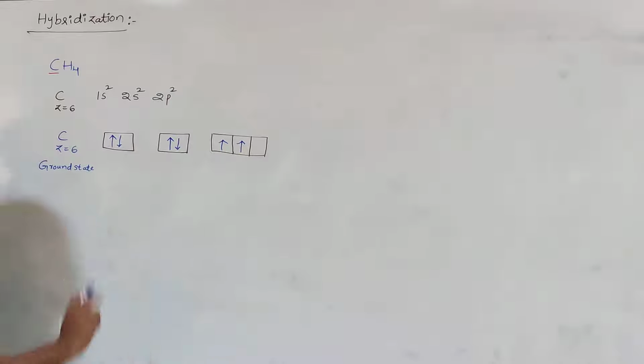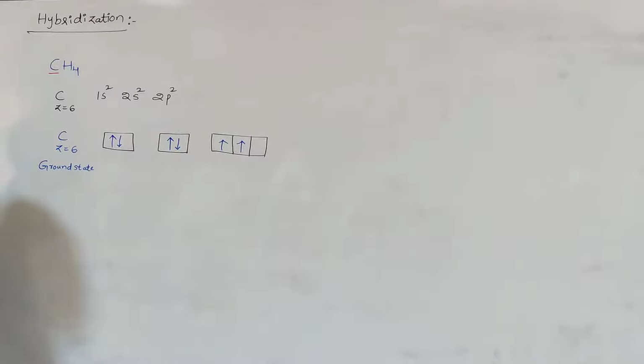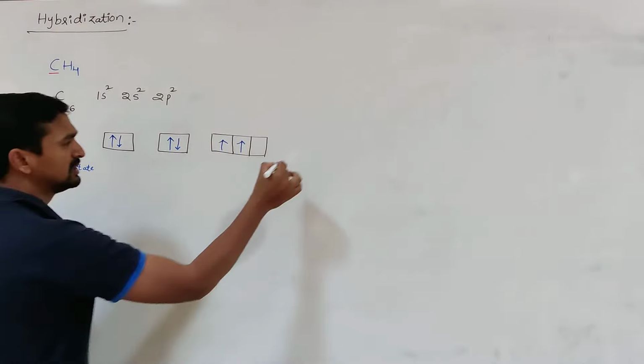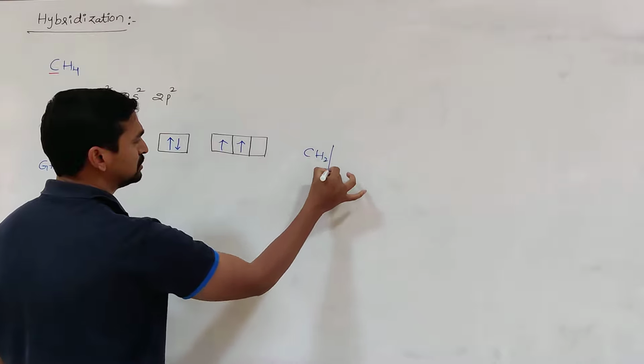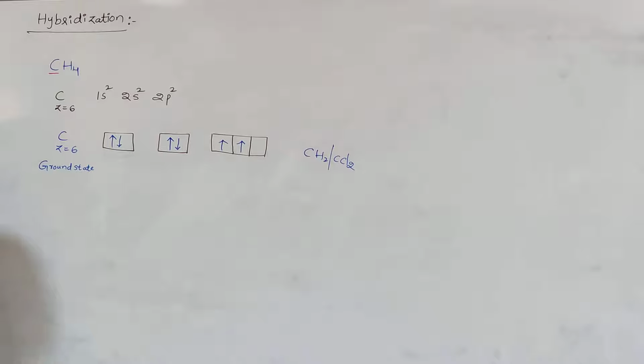If this is taken into account, how many bonds can carbon form? Carbon can form 2 bonds. That means if you consider the bonding atom hydrogen, it may form CH2 or CCl2. The bond capacity of carbon is 2 if you consider the ground state electronic configuration. But in reality, the bond capacity of carbon is 4.